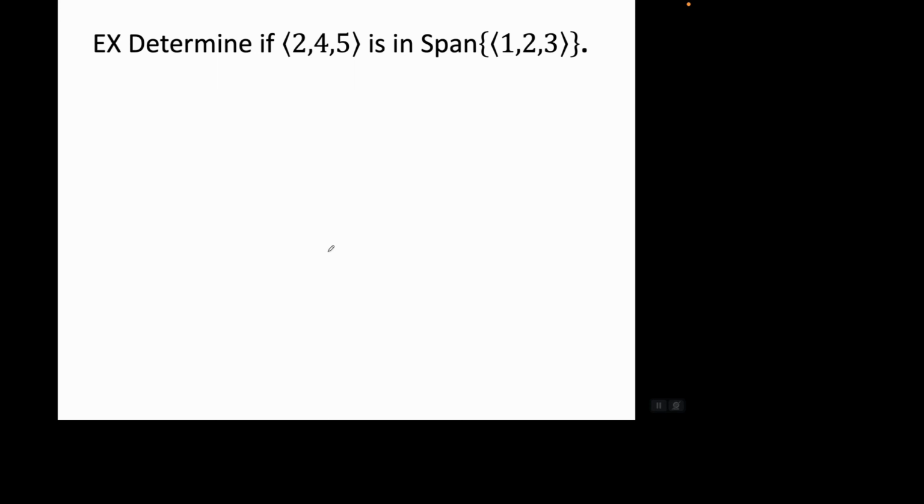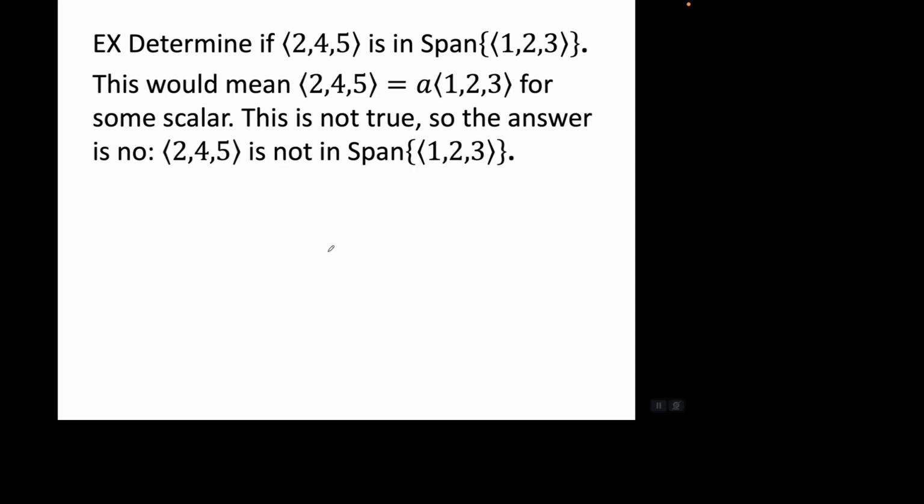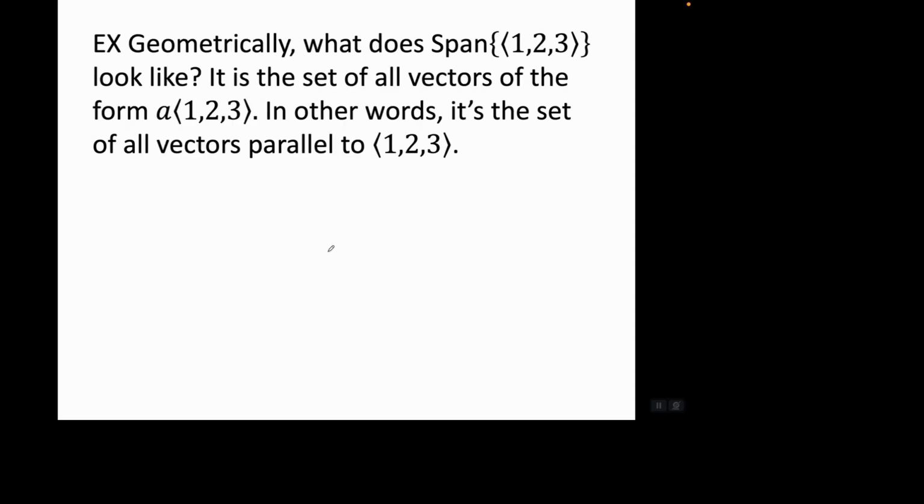Determine if (2,4,5) is in the span of (1,2,3). This would mean (2,4,5) equals some constant a times (1,2,3) for some scalar a. This is not true, so the answer is no. (2,4,5) is not in the span of (1,2,3).